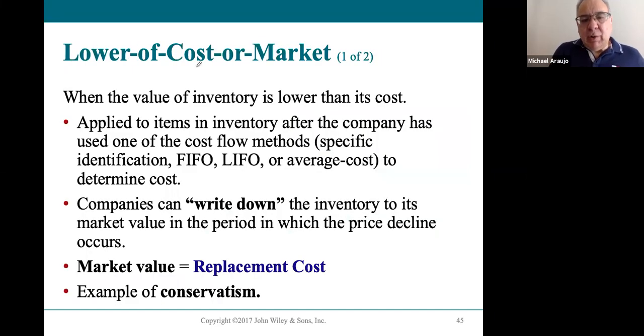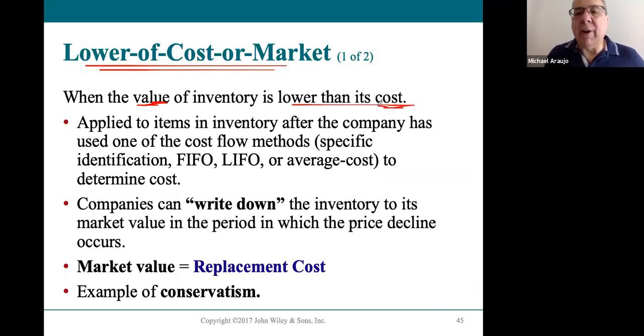Okay. So let's talk about this lower of cost or market basis and what it's really about. Sometimes the value of inventory is lower than what you actually paid for it. Now, normally we would list the asset at the cost. But if we listed inventory at its cost, and we know the value of the inventory is lower than the cost, we would be overstating the inventory value on our balance sheet. And we can't do that. We have to be conservative when we value our assets.